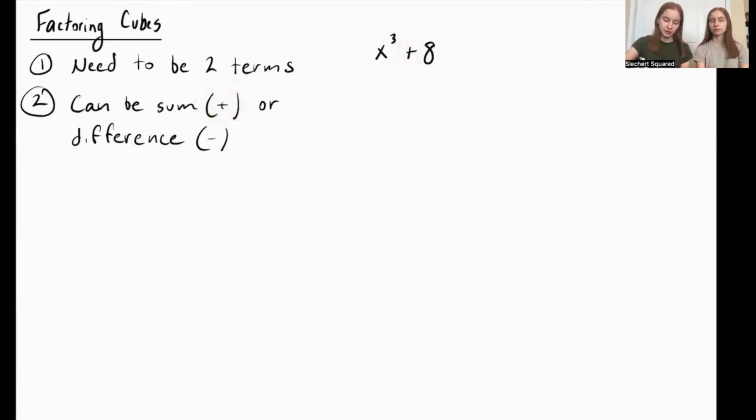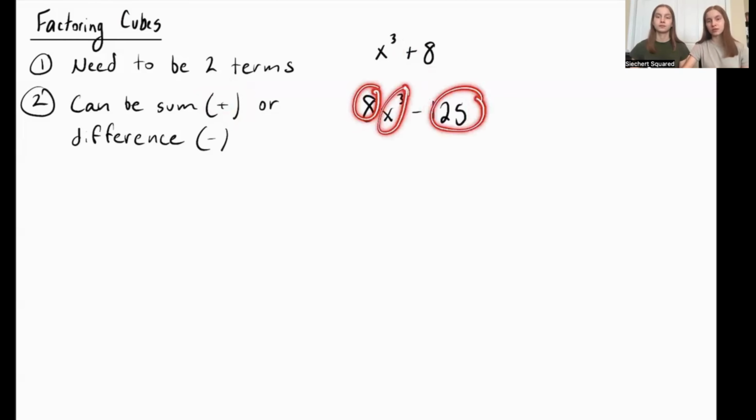The other one that could potentially work is something like 8x cubed minus 125. We have our two terms, and they're all cubes. 8 is a cube, x cubed is a cube, and 125 is also a cube. Yep, and so from here, we're going to show you the formulas of how you're able to break up either something that is a sum or a difference of cubes.